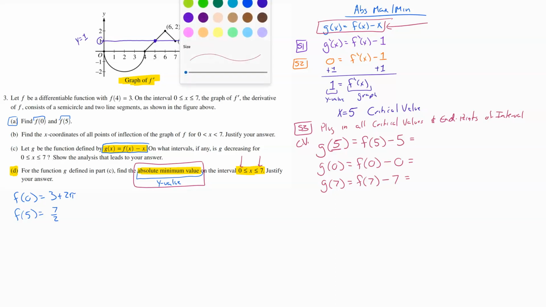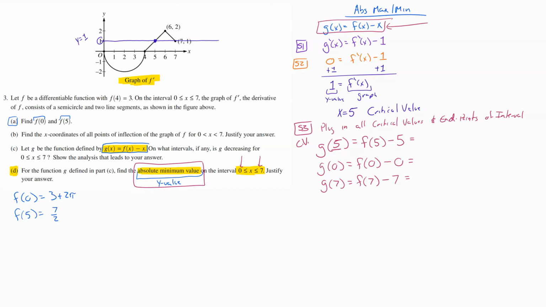The first two here, this is where we needed information back from part A. So we found f of 5 back on part A. F of 5 was 7 over 2. So 7 over 2 minus 5, that would be 7 over 2.